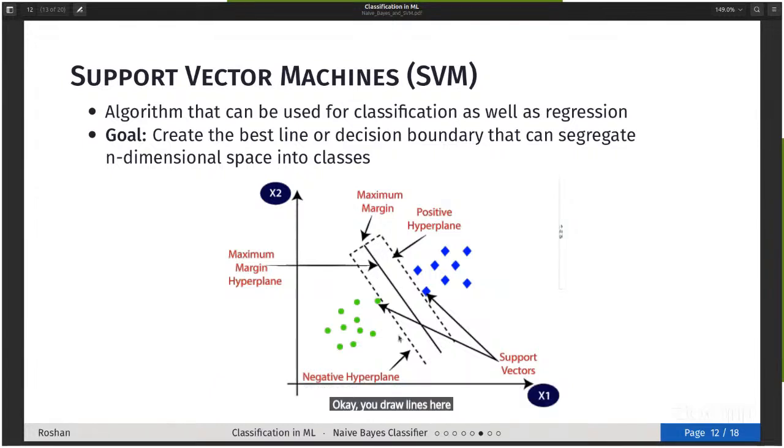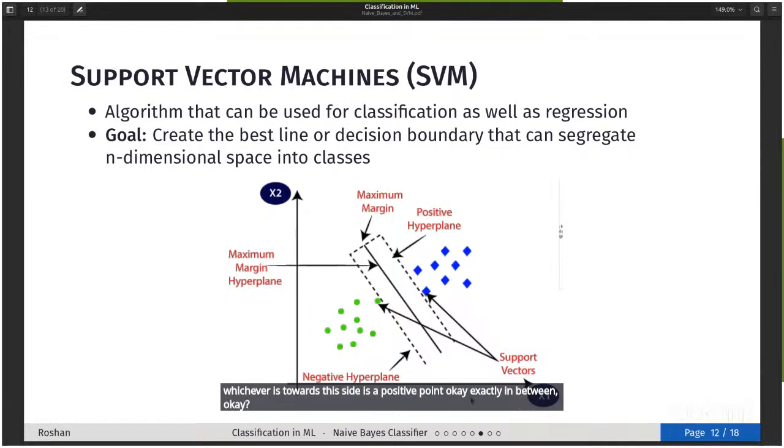This is the negative hyperplane, meaning whichever is towards this side is called a negative point, and whichever is towards this side is a positive point. Exactly in between, you draw a line. This is your decision boundary.